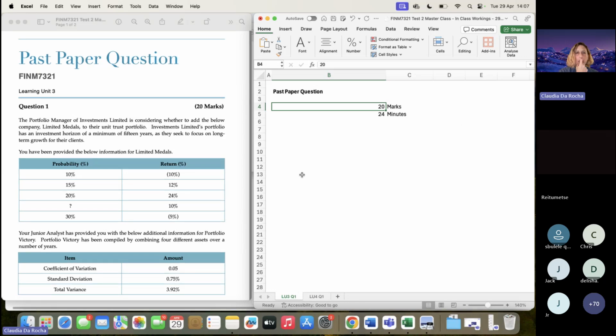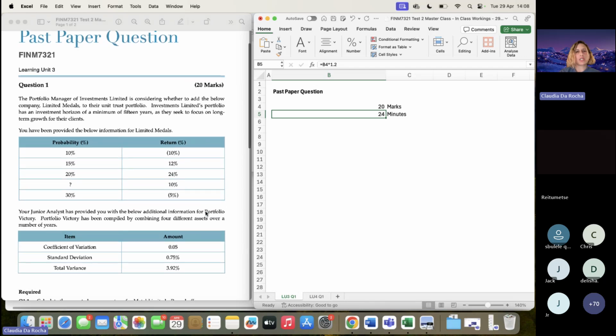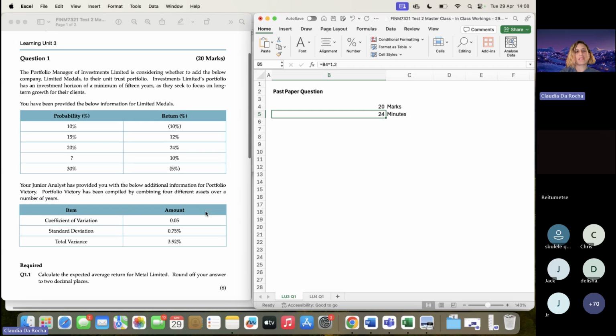All right, so the first past paper question that we have is a 20 marker. It is on Learning Unit 3, as I said, it's 20 marks. And therefore, for you guys, you multiply by 1.2 to get to how many minutes it should take you. So it's a 24-minute paper. Your test 2 papers are out of 50 marks. So if this was in a paper, it would be just short of halfway, 40% of your paper, Learning Unit 3.